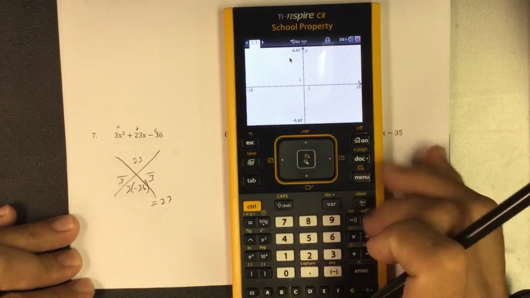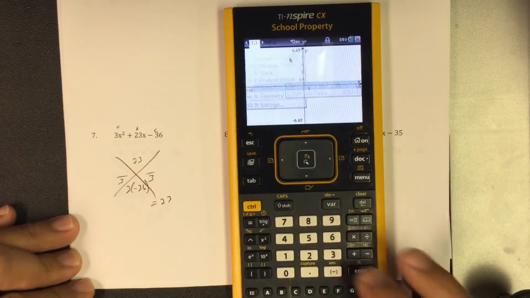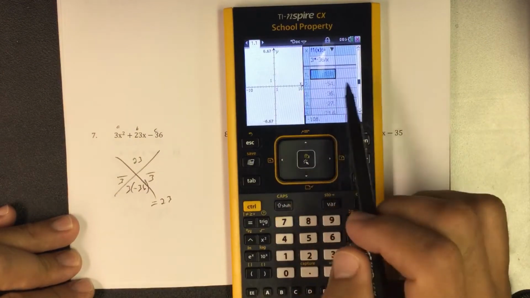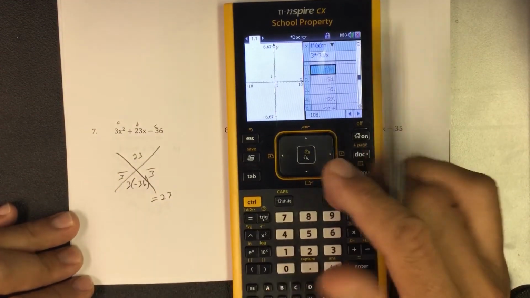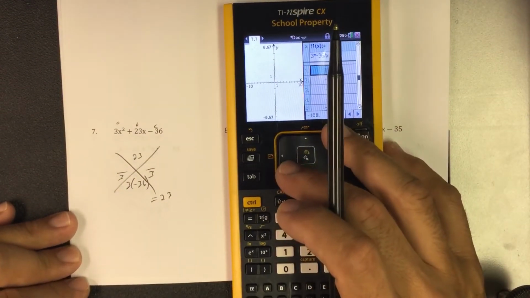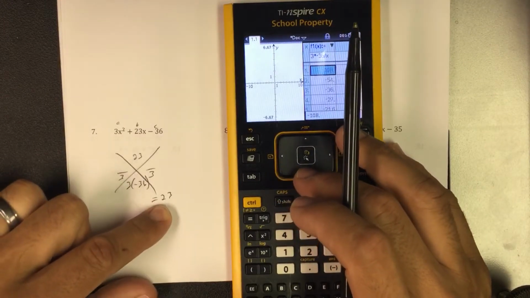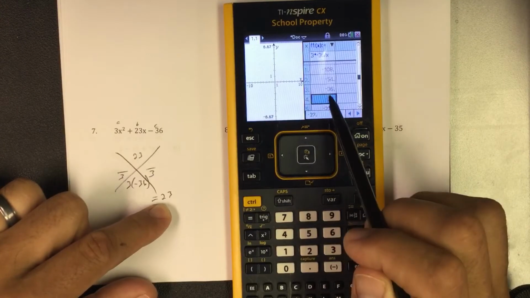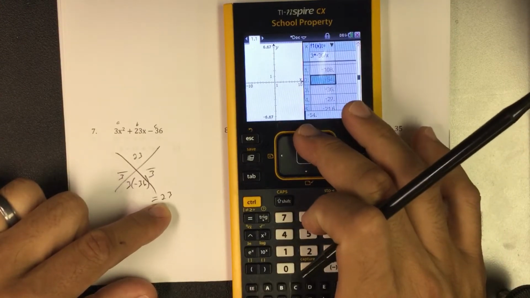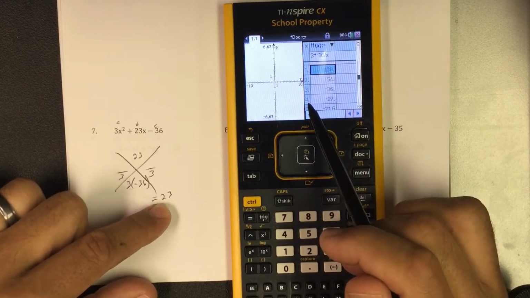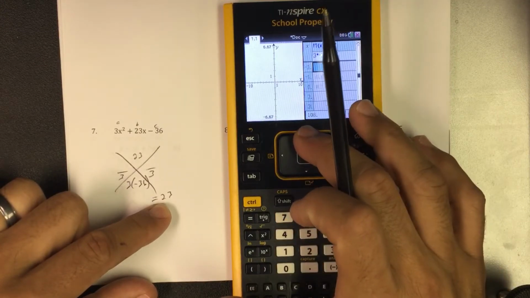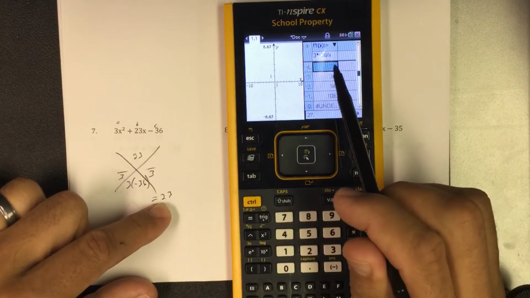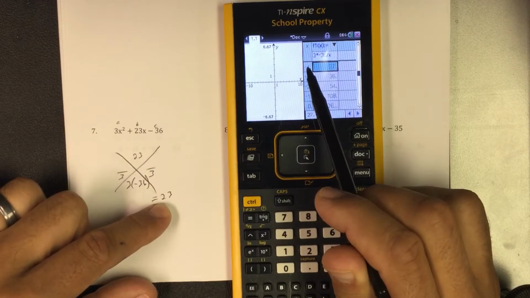Push enter. Menu 7. Split the screen. So there's all my numbers that I'm looking for, right? All of my factors. I'm looking for a factor that equals a positive 23. Well, negative 27 and 4 is negative 23, but this is positive numbers that are smaller. So let's go up. Now I got positive numbers that are bigger and smaller negative numbers.